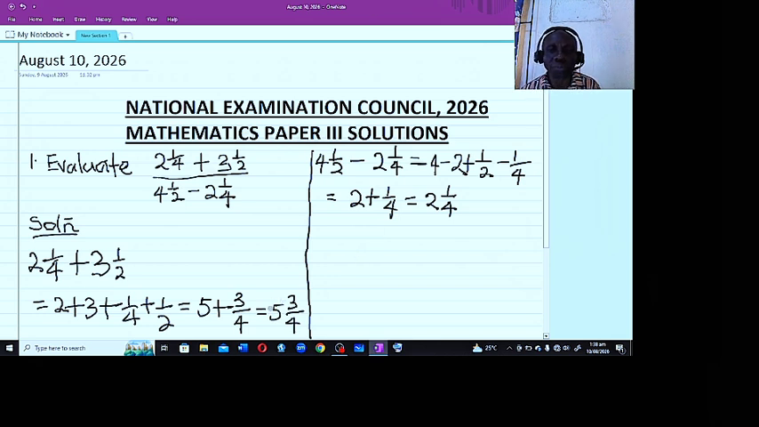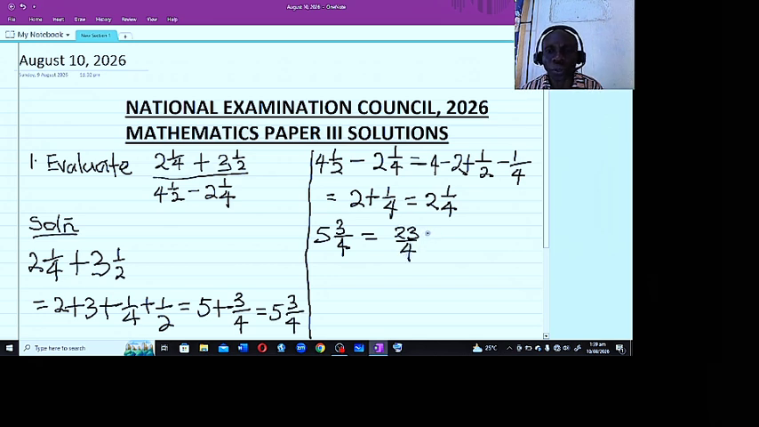We can change this from mixed fractions to improper. 5 times 4, 20. 20 plus 3, that will give us 23 all over 4. So what we have is that 5 wholes. We are taking it step by step so that you know what we are doing. So if you change this, equals 23 over 4. Okay, that's what we have.